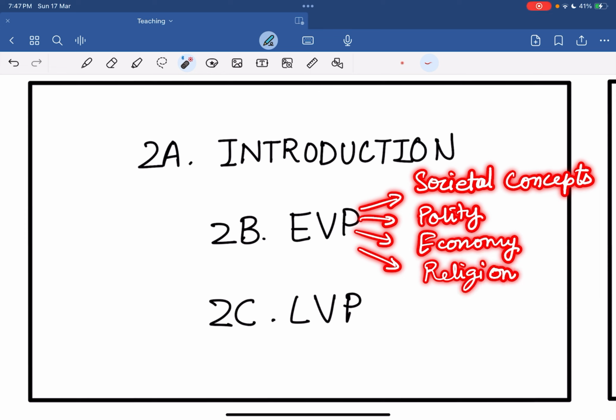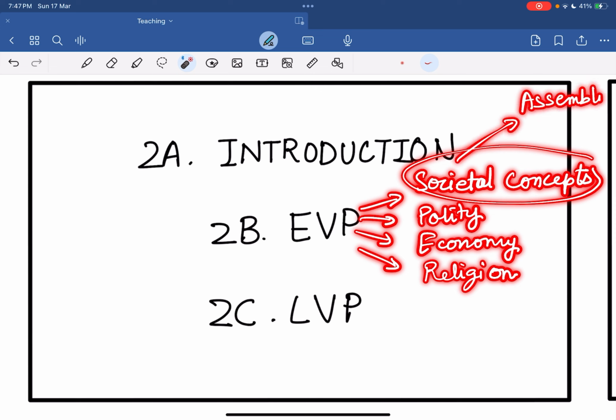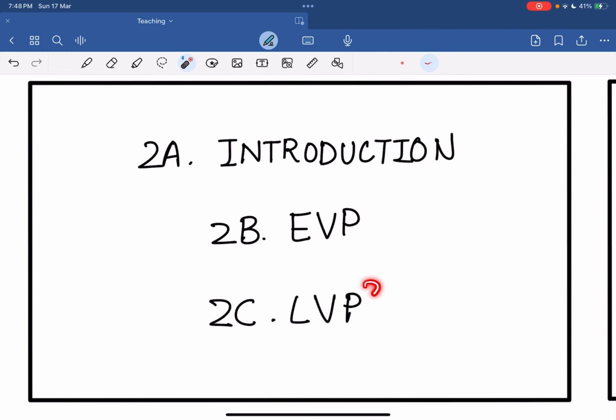and very conveniently, when we look at societal concepts, we'll also dwell on assemblies. You'll understand what exactly assemblies are. All of this pertains to the early Vedic period. We'll distinctly deal with the society, polity, economy and religion of the later Vedic period as well in lecture number 2C.